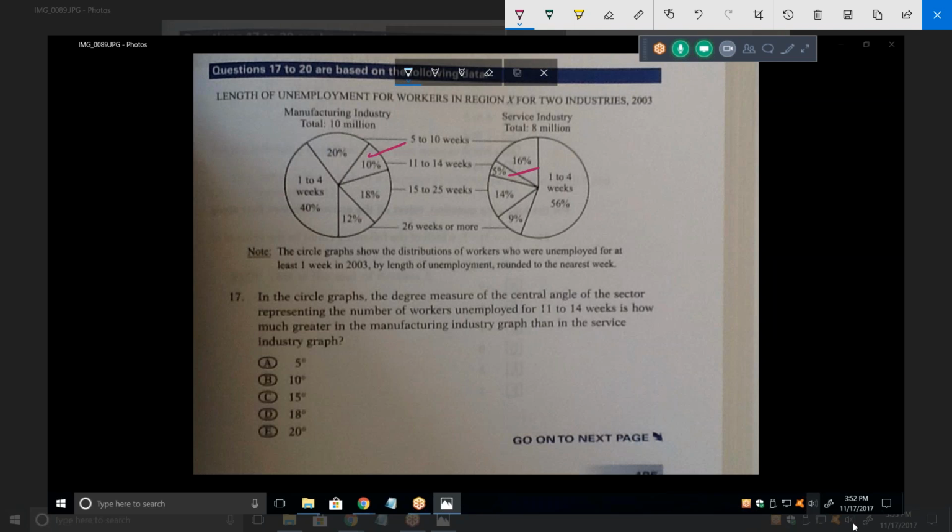Wait a minute. Where does it say unemployment? Okay, this. Oh, for at least 1 week. Okay. Got it. Well, we're talking about unemployment for that period. Right. And how much greater is the one in that? So.